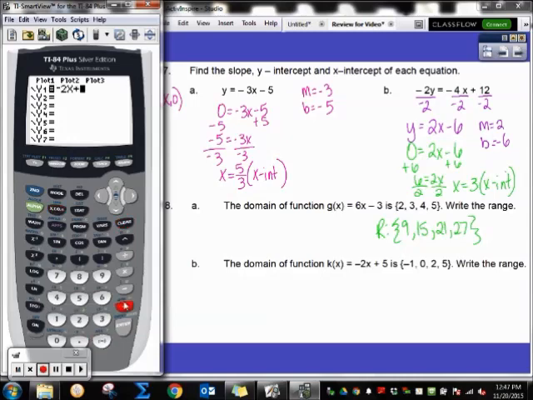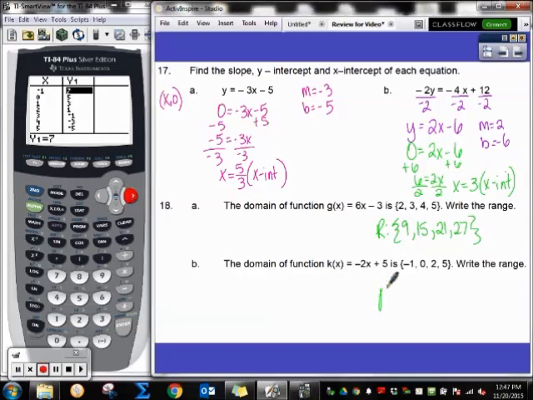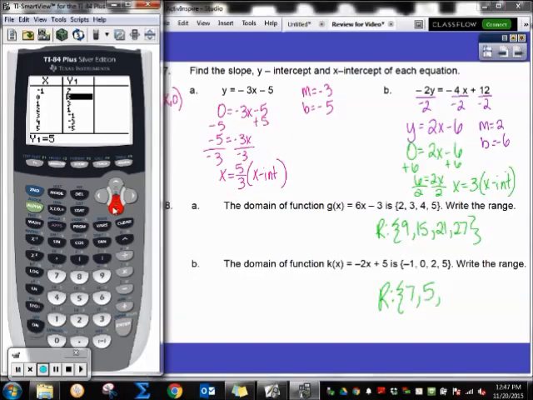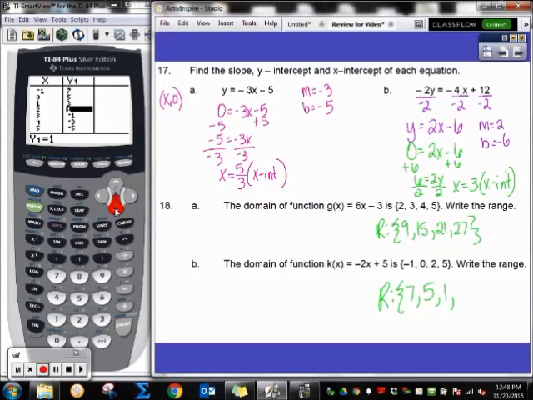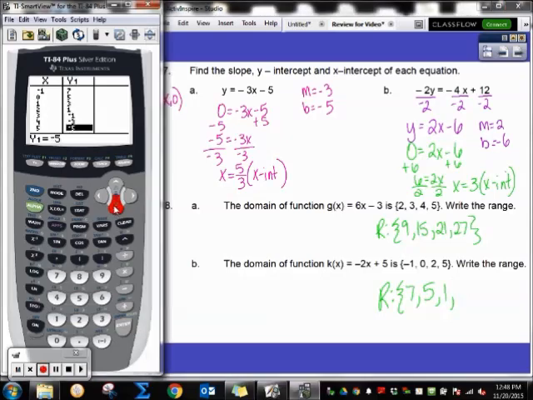-2x plus 5. We look back at our table, and this time I need to go to -1, and when I look across, the y value is 7. So my range is 7. If I go to 0, it would be 5. Then I got to go to 2, would be 1. And then finally 5, it would be -5.